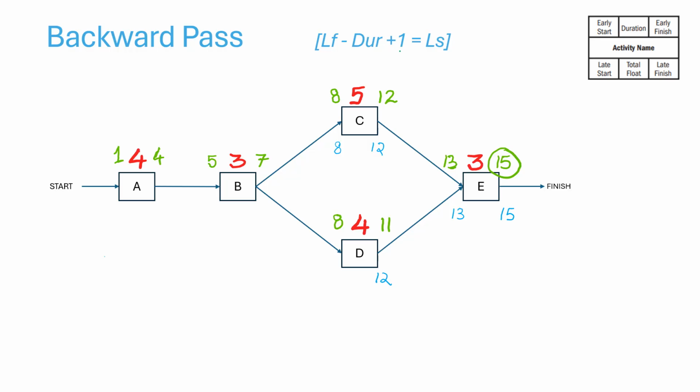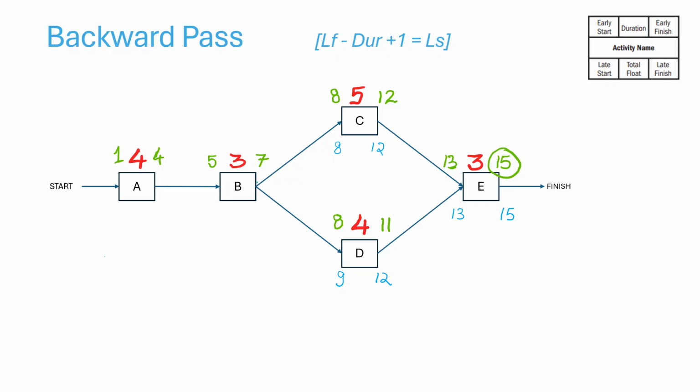And here I have a simple formula to calculate the late start for any activity. So it is going to be the late finish LF minus the duration plus 1. That will give you the late start for any task. So let's apply that again. 12 minus 4 is 8 plus 1 is 9. The late start for activity D is the 9th day.